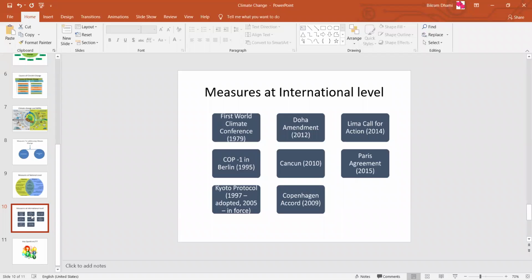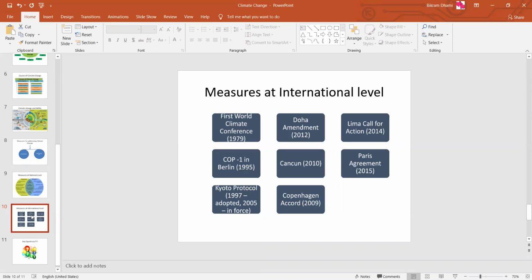Next one is COP1. COP refers to the Conference of Parties, where the state heads or the heads of the countries get together and discuss environmental issues. And up to now, I think we have come up to COP25 so far, last year.